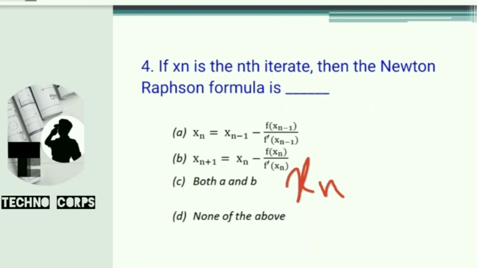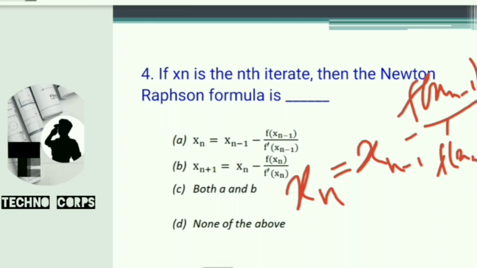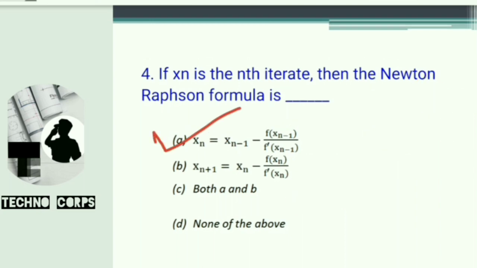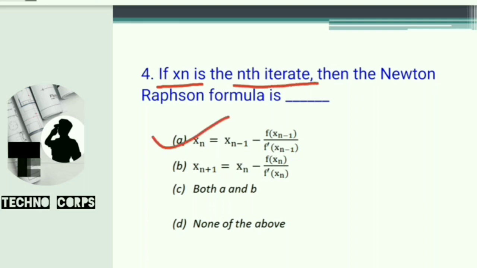So what will be the formula for Newton-Raphson? Here the formula will be like this: xn minus 1, because we always go with the previous iteration value, minus f of xn minus 1 divided by f dash of xn minus 1. It is a very easy solution. There is nothing to remember. If you know the formula, you can get the answer. Just remember that it is asking for xn as the nth iterate. So the correct answer will be A.